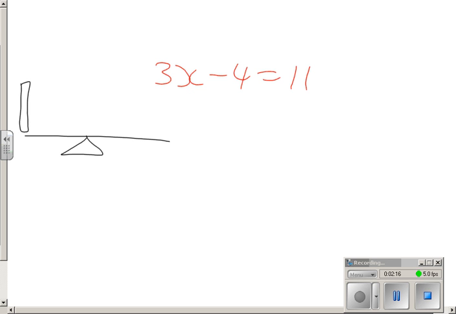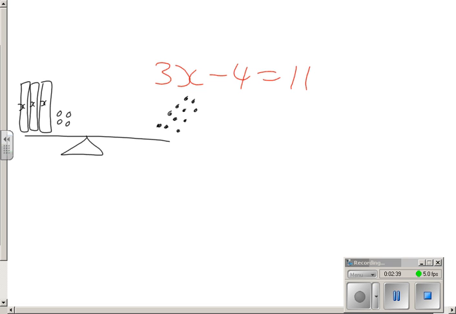Well, we have 3 x's, 1, 2, 3, or 3 boxes if you will. Each of these has a value in it that's the same, but we don't know what it is. Minus 4, we'll use open circles for negative, equals 11. We have 1, 2, 3, 4, 5, 6, 7, 8, 9, 10, 11. So there's our modeled expression, 3x minus 4 equals 11.